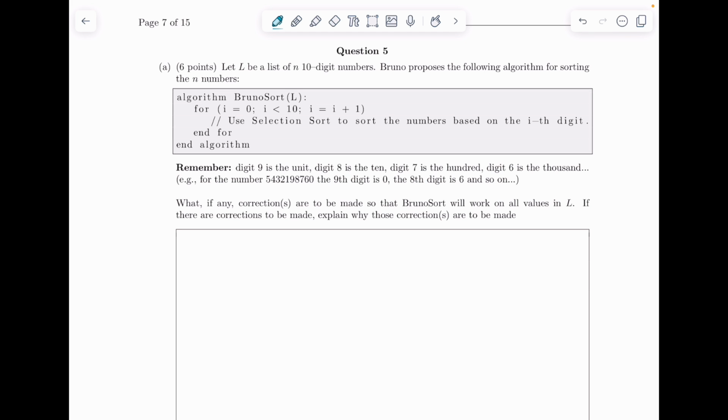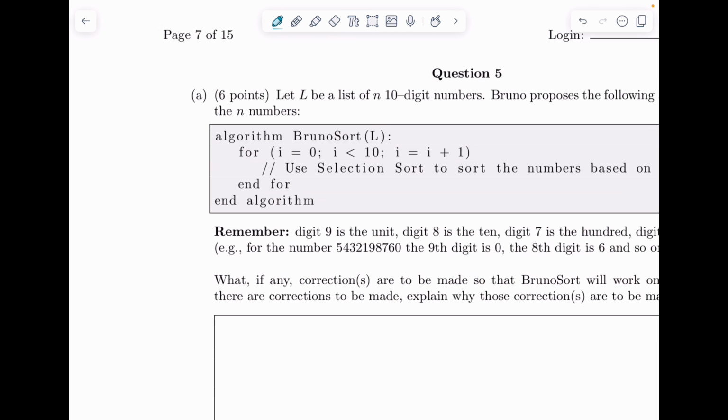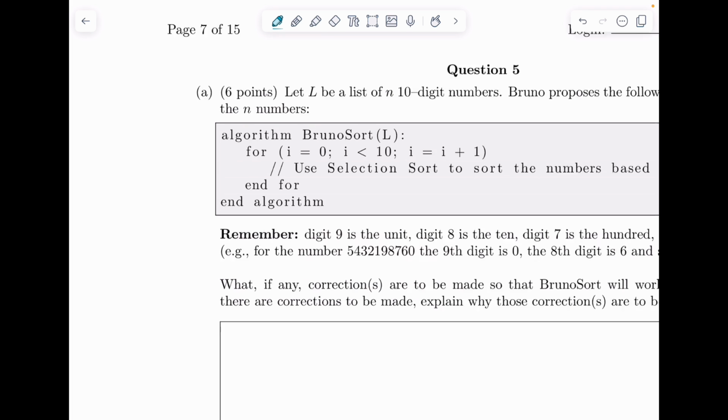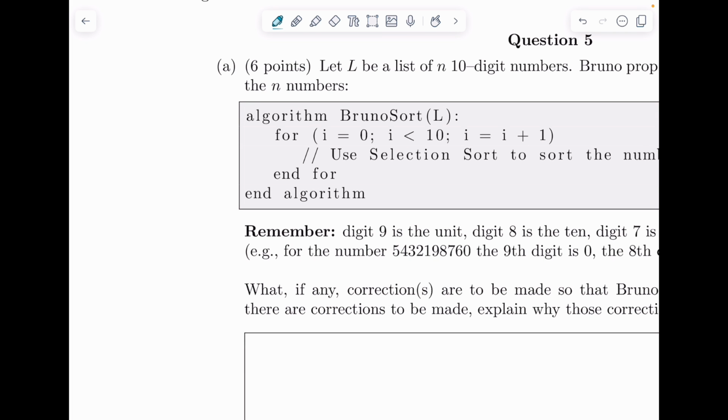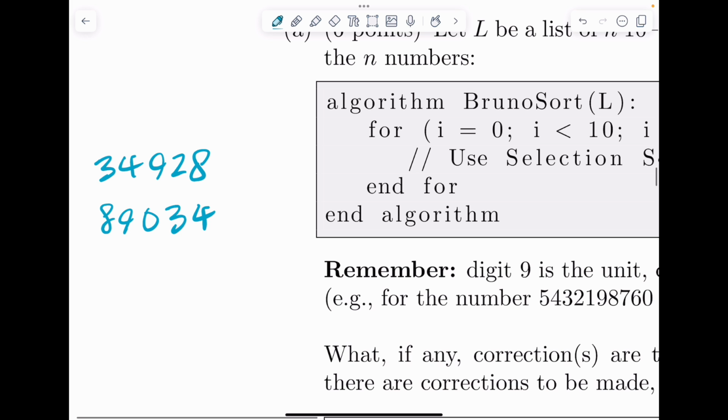So how radix sort works on a list of things to sort, in this case a list of n 10-digit numbers, is, for example, if I do some random numbers here like 3, 4, 9, 2, 8, I'll just keep it 5 digits for now. 3, 4, 9, 2, 8, and let's do 8, 9, 0, 3, 4. Cool, those are 2 numbers for sure. How radix sort works is it starts at the very end with the ones digit and then keeps moving down and sorting based off of the preceding digits.